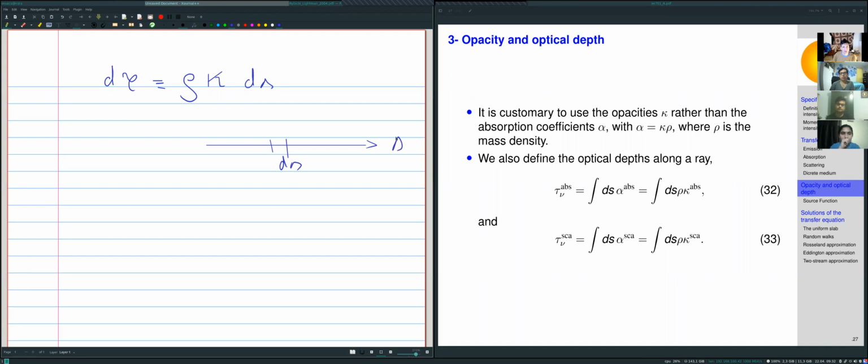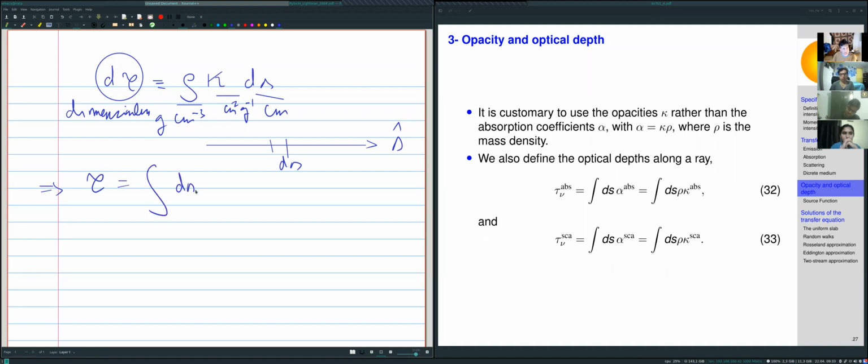Okay, so this is ds and this is s. So that is linear, so this has got units of say centimeters. This rho has got units of grams per centimeter cubed, and kappa has got units of centimeters squared times grams to the minus 1. So the idea is that all of this is dimensionless. And so we introduce the optical depth this way. And so the total optical depth can be written like tau equals the integral of ds times rho kappa.